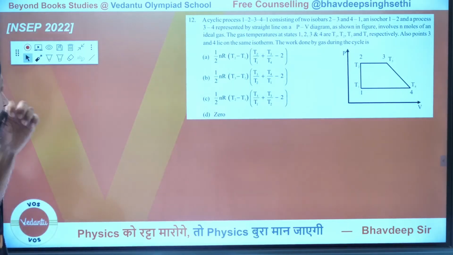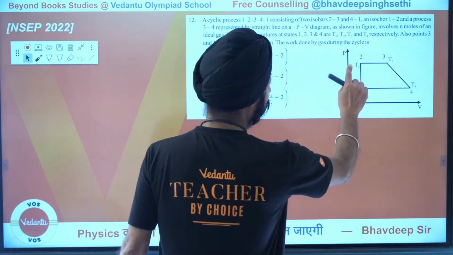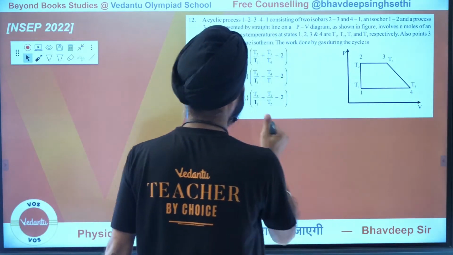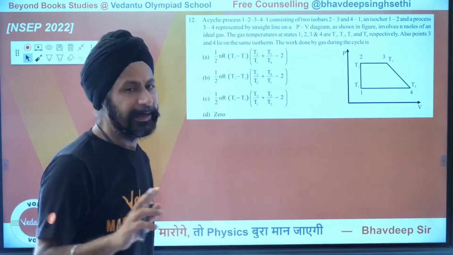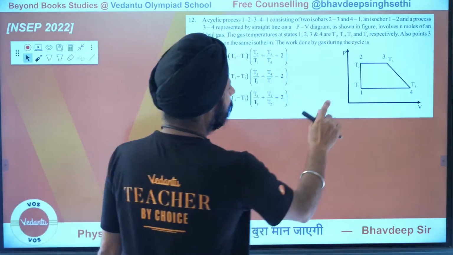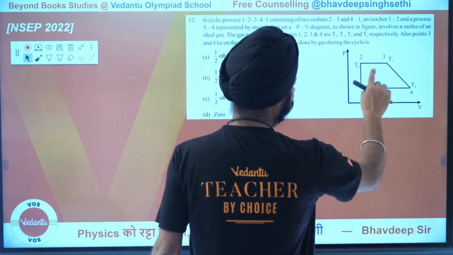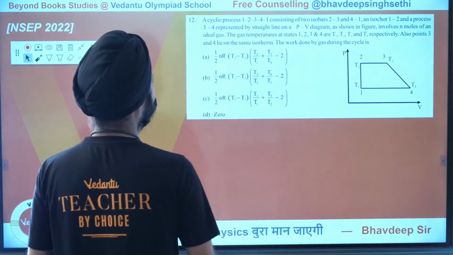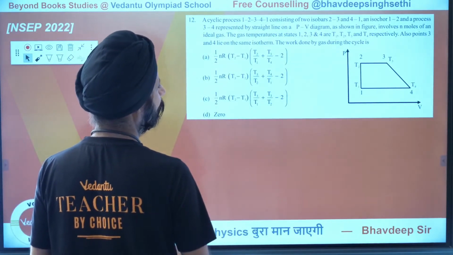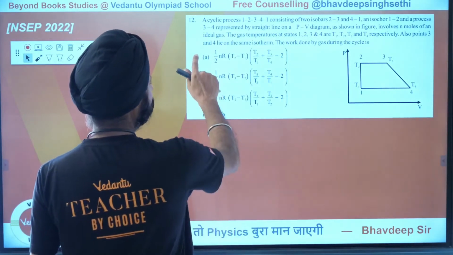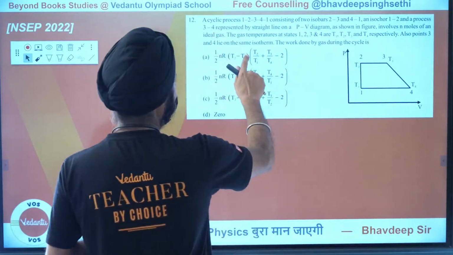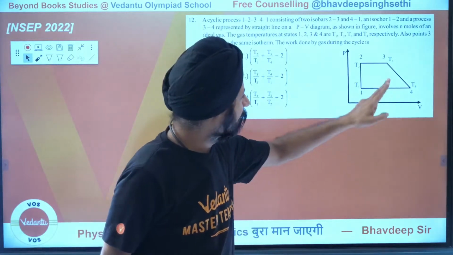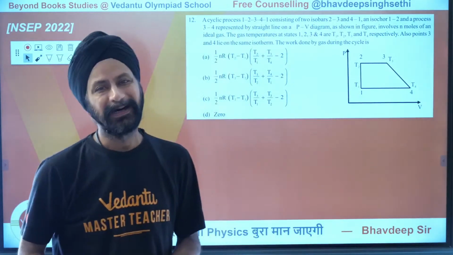A cyclic process. So you start from 1, 2, 3, 4, and then back to 1, consisting of two isobars. So this is an isobaric process where the pressure does not change. One isochoric, 1 to 2, and 3 to 4 is a straight line, but note they are saying 3 and 4 lie on the same isotherm. So this is an isothermal process where temperature 3 and temperature 4 are equal.